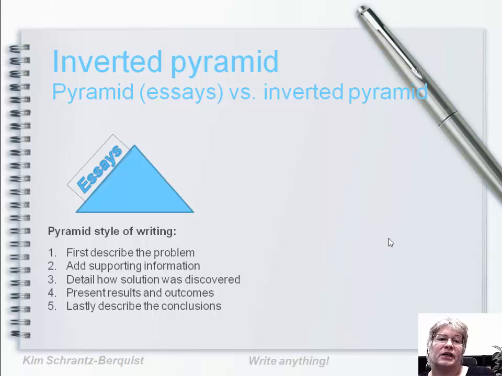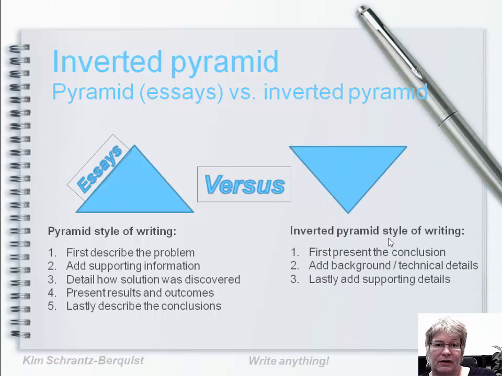So let's also look, as this is a slightly more detailed description of the inverted pyramid technique, again, at where it came from in terms of essays. So the essay style of writing uses the pyramid style of writing, versus the inverted pyramid, where you present the conclusion first. So the pyramid style of writing describes the problem first.